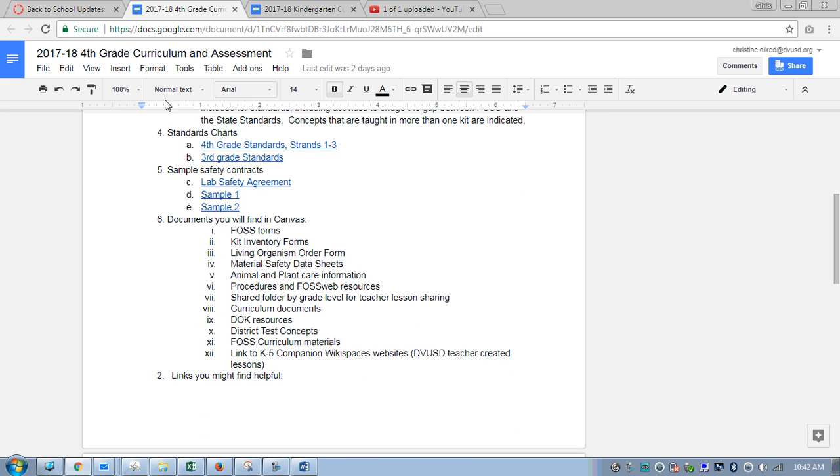The one thing that I do want to point out is the sample safety contracts. You don't have to use one of these contracts, but you do have to have some sort of documentation about a conversation that you have had with your students about safety before they go into an investigation. You can utilize one of these. If you have your own safety contract that you already use, that's fine too. You can do it as a safety pledge where we all agree to all the different things, and then all the kids sign it. But in some way you need to have some written documentation that you've had that conversation.